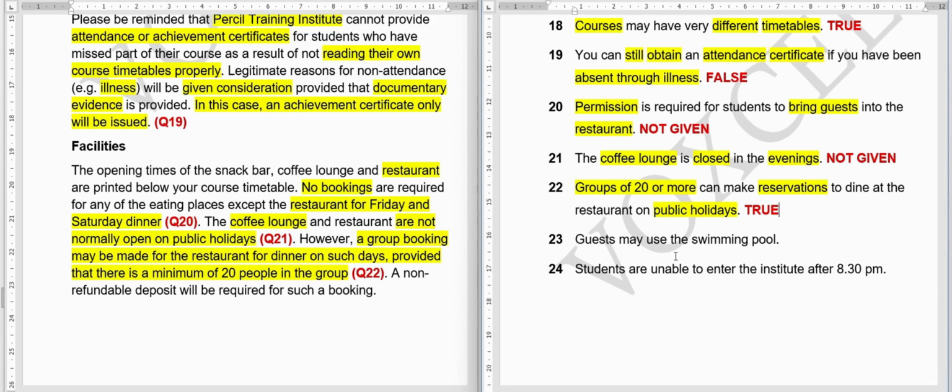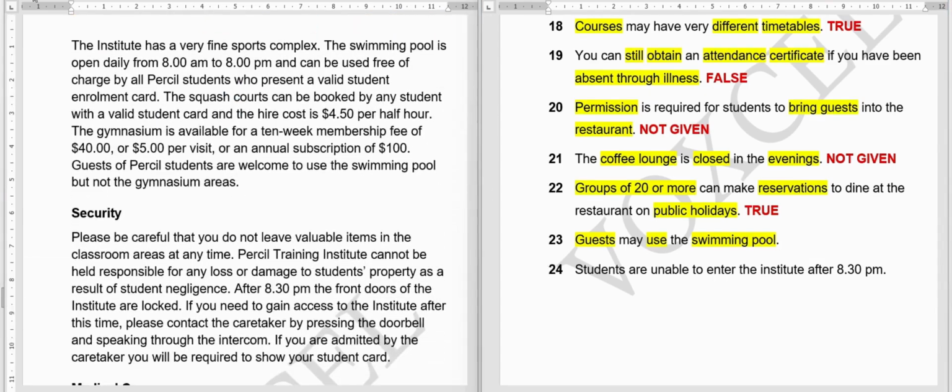Guests may use the swimming pool. So if guests are allowed to use the swimming pool, then the answer to this will be true. But if guests are not allowed to use the swimming pool, and only the members or the staff members can use it, the answer will be false. But if we don't know who can or can't use the swimming pool, the answer will be not given. So let's read the information together.